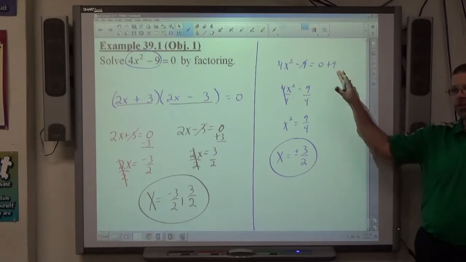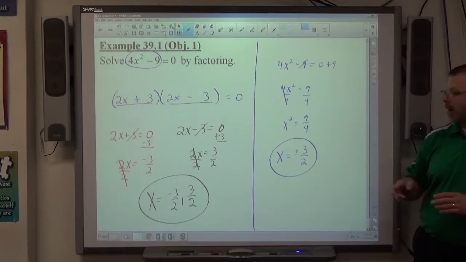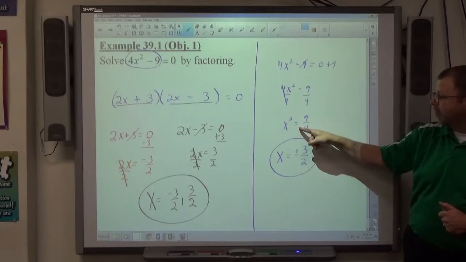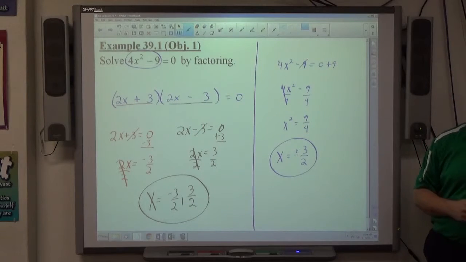So you're taking some risks doing the shortcut method. But keep in mind that it works, gets you the same answers. Solve for x squared first, then take the square root, but you have to put the plus or minus. Plus or minus is required.